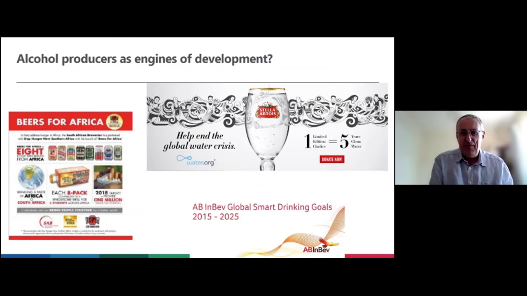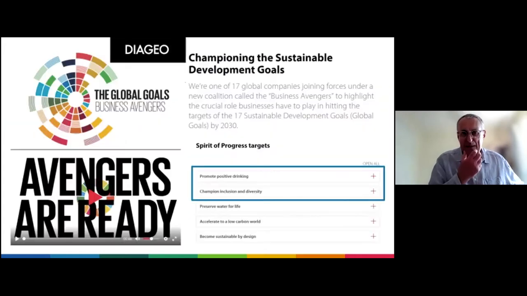At an international level, we've had big initiatives like Stella Artois partnering with water.org, and obviously AB InBev have recast the Sustainable Development Goals as smart drinking goals in fairly high profile initiatives. Again, we can see this playing out at company level in some very different ways.